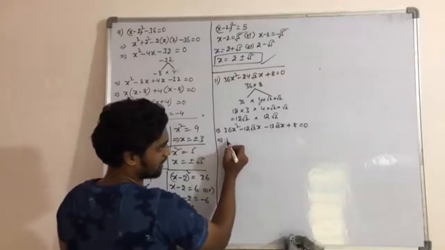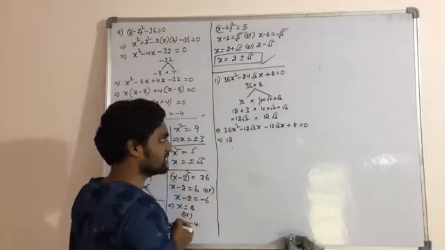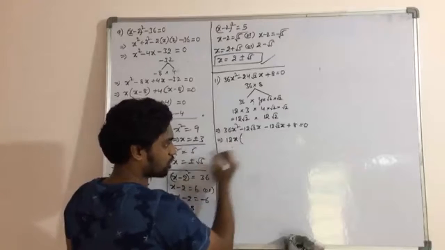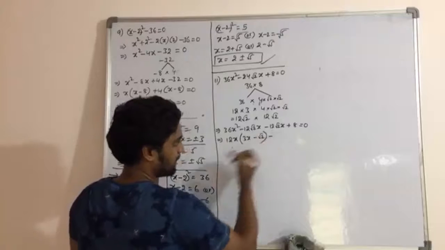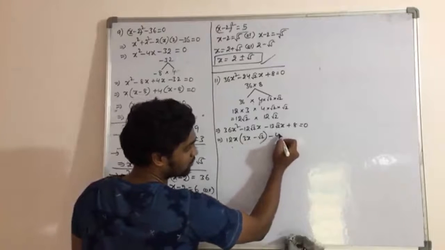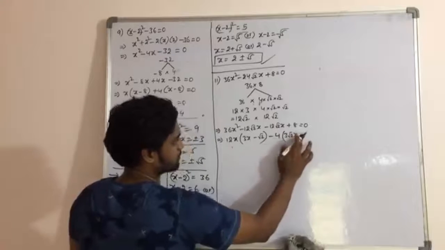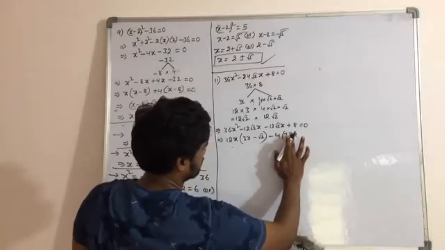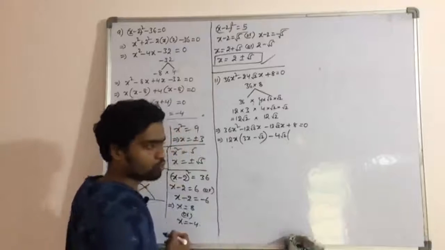Now, can I take 12 common? Yes. And what is 36? It is 12 into 3. So I cannot take root 2 common. So take 12x common. I'll get 3x here. I'll get root 2 here. Minus, again, what should I take common? 4. If I take 4 common, 3 root, sorry. Take 4 root 2 common.